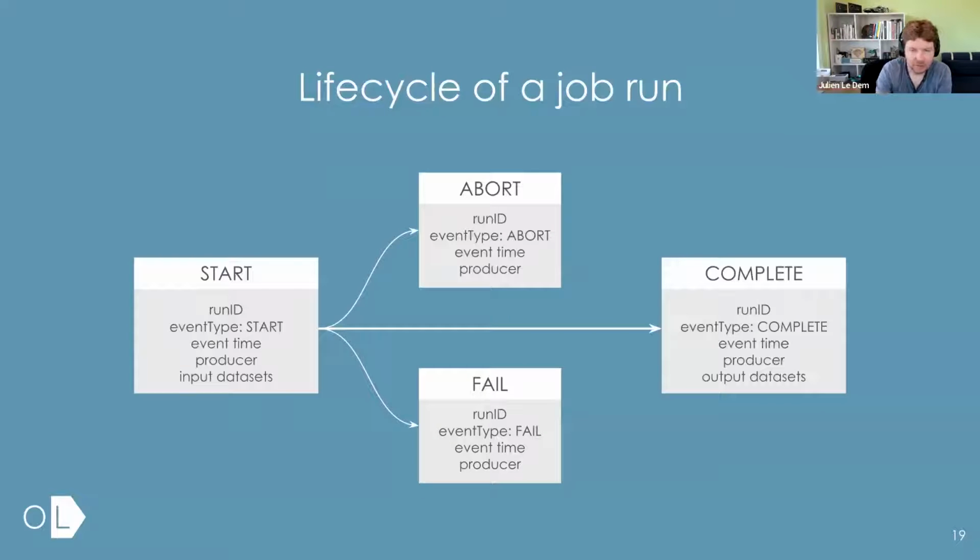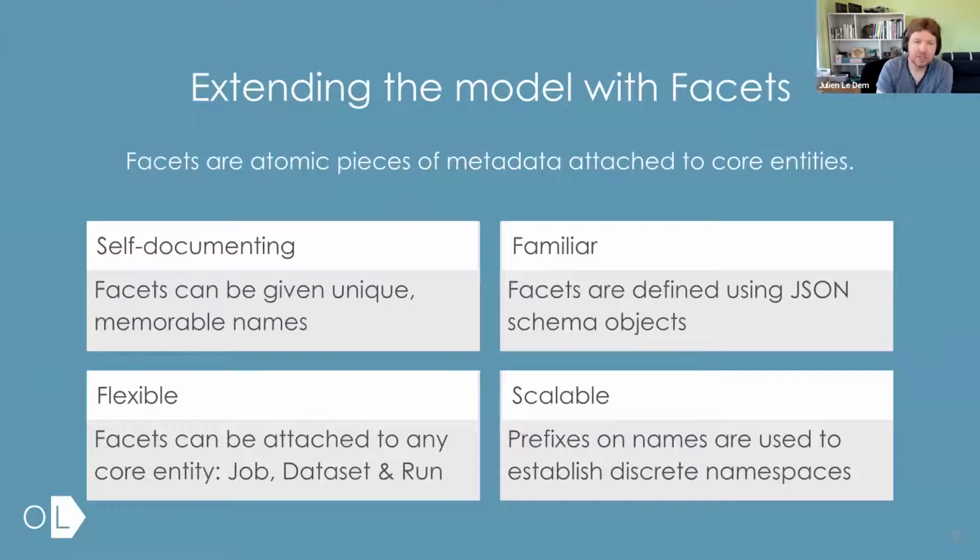Typically you have start and then complete, or maybe it fails, or it's been aborted. That is the typical life cycle. And so the notion of facet is really the thing that enables specializing each of those entities, right? They're self-documented. They have a JSON schema for each of them. They have self-descriptive names. They're flexible, and it's scalable, enabling extending the spec in the future.